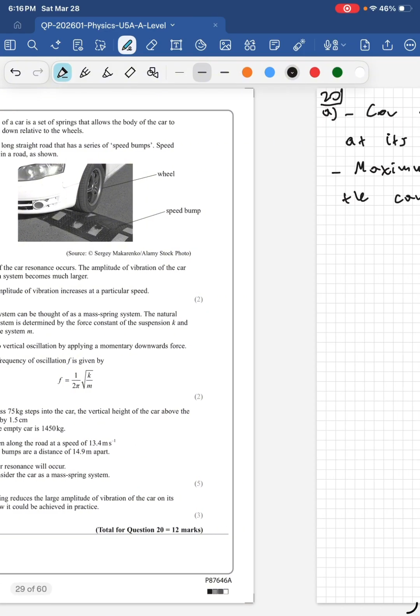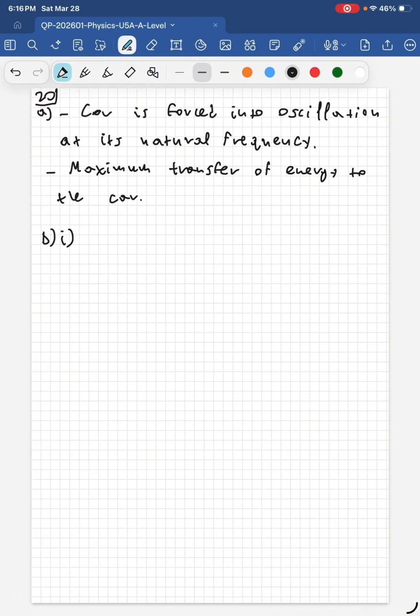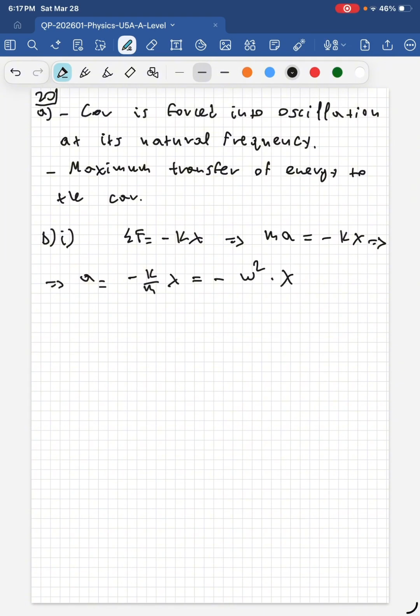Okay, so for B, we have to start by saying that the sum of all forces is equal to minus kx, right? And the sum of all forces is equal to mass times the acceleration, right? So the mass times the acceleration is minus kx. So we can solve for a. a is minus k over m times x, and this is equal to omega squared times x, okay? And we have an acceleration that is proportional to the displacement and in the opposite direction. Therefore, this is an oscillating system.